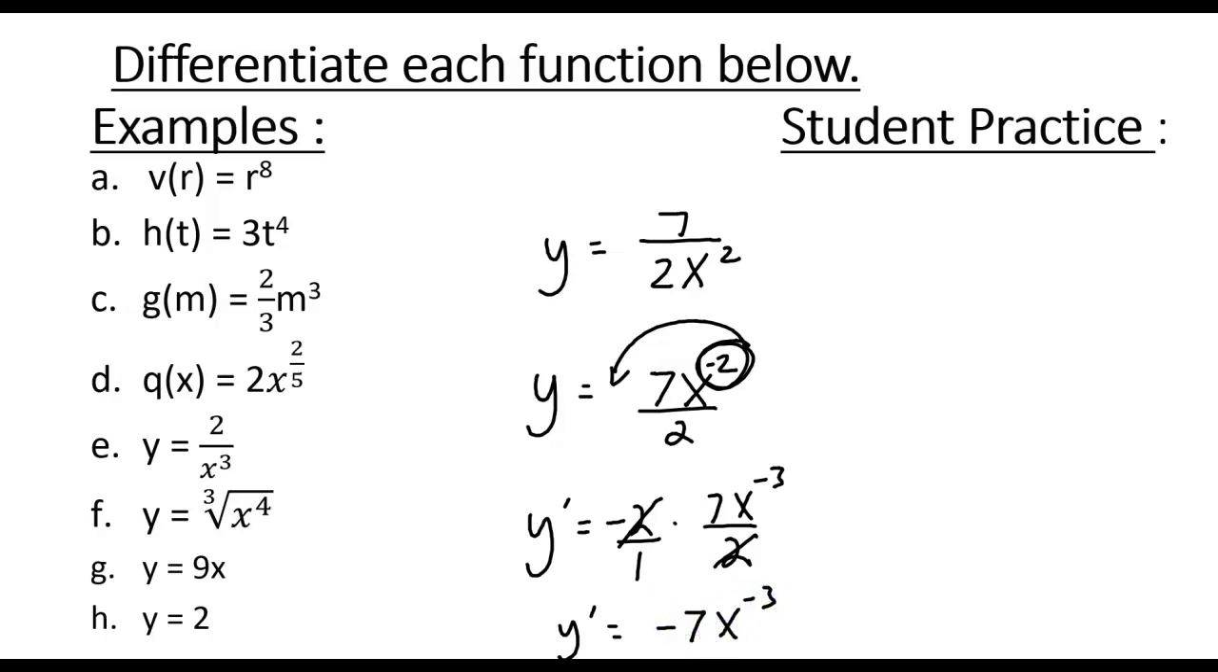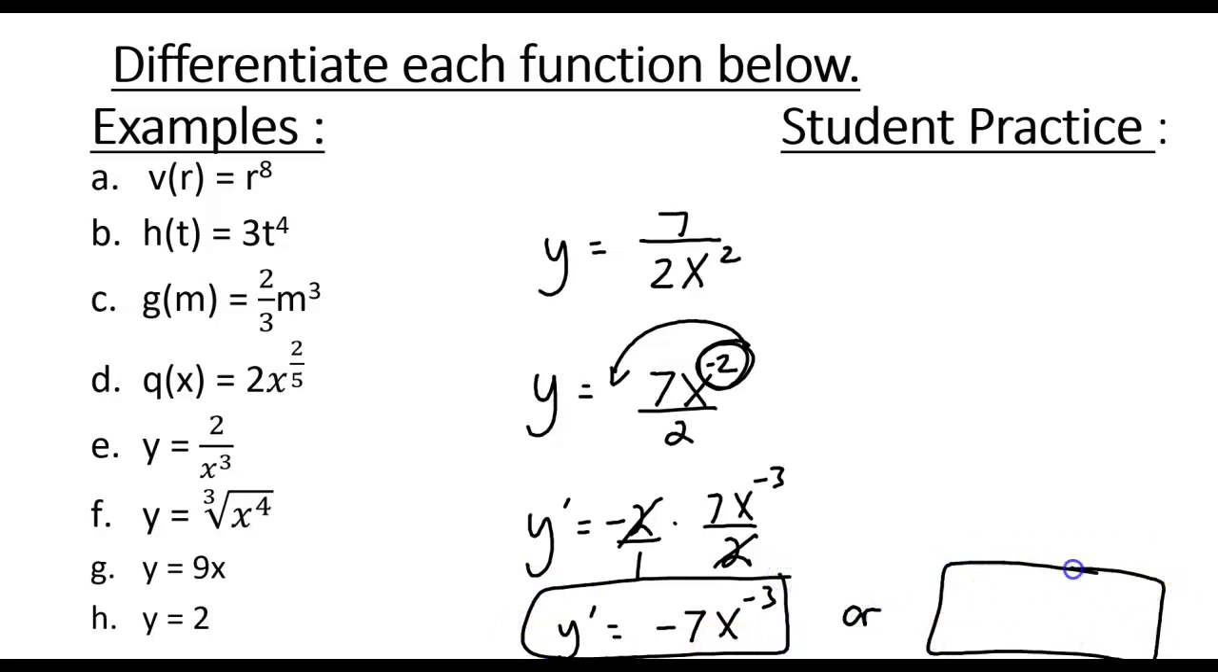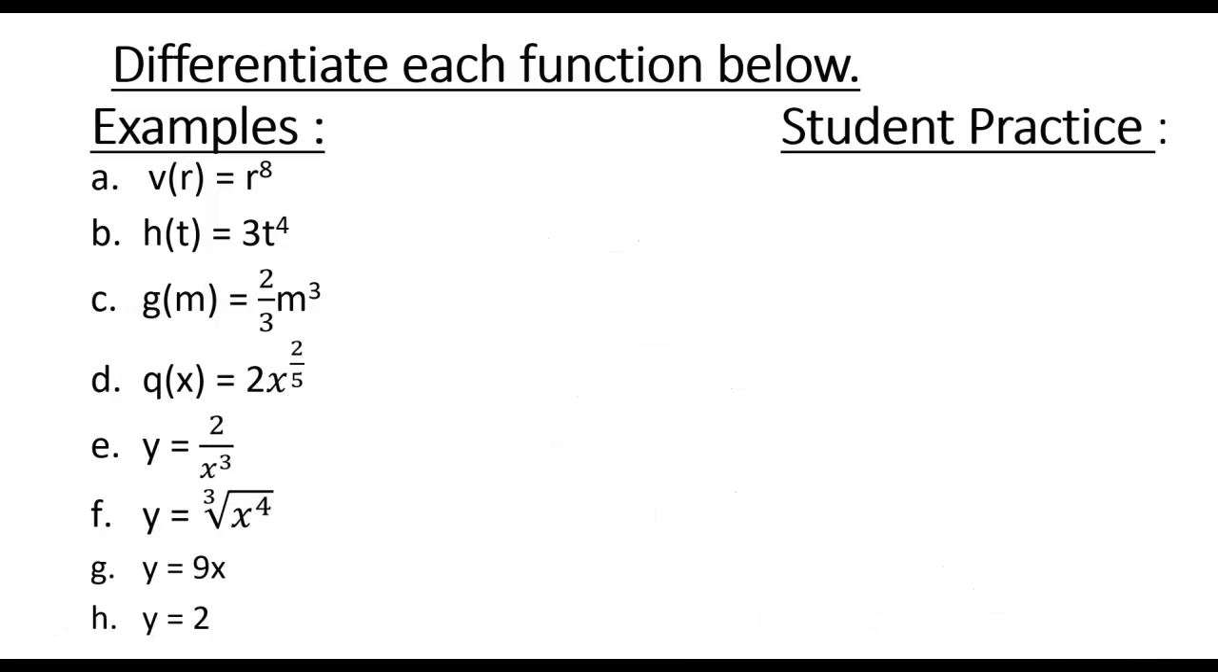Now, I want you guys to do the last step, which is to rewrite it. I want you to rewrite this answer. What's another way we can write this answer? The other way we could write this answer is as negative 7 over x to the 3rd. You just put the x on the bottom and change its exponent's sign. Okay, so let's do another one.